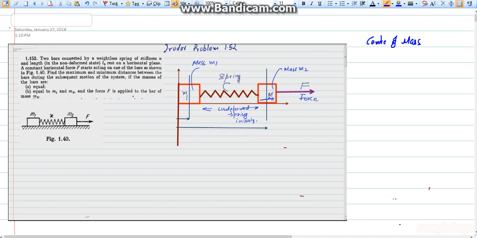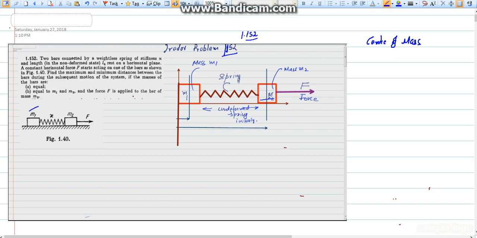We'll solve the Irodov problem 152 of chapter 1, 1.1.152. In the other lecture, I have done it using simple harmonic motion. That is slightly a lengthy solution. I'll do a shorter version here.